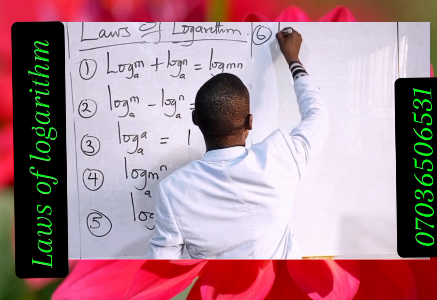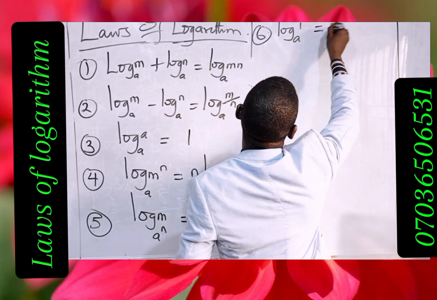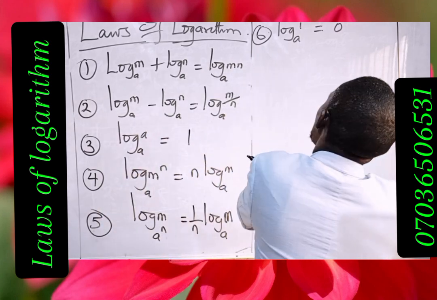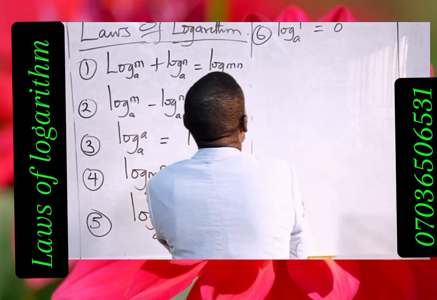Let's continue. Number 6. Logarithm of 1 to any base. Logarithm of 1 to any base is equal to what? 0. Logarithm of 1 to any base is equal to what? 0. Is equal to 0. Very correct.